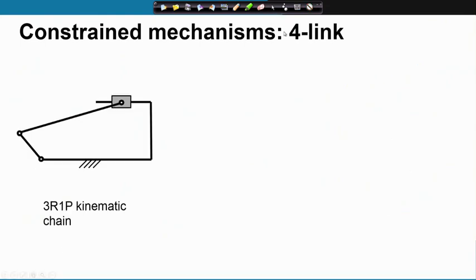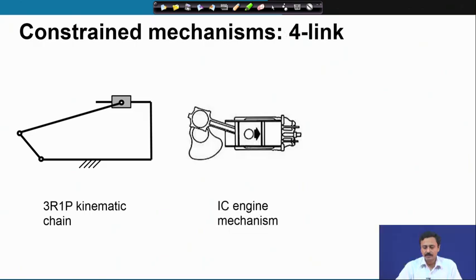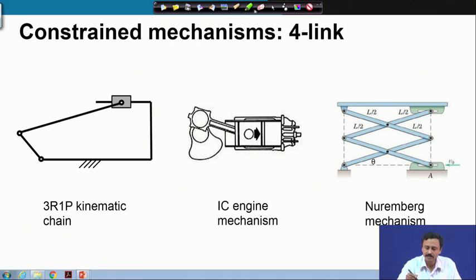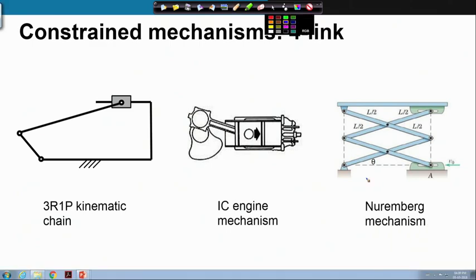The 3R1P kinematic chain. We have already looked at the IC engine mechanism, which is an application of the 3R1P chain. This is the Nuremberg mechanism, which also uses this 3R1P chain. So, let me point that out. Here there is R, this is another R, here there is another R and a P.